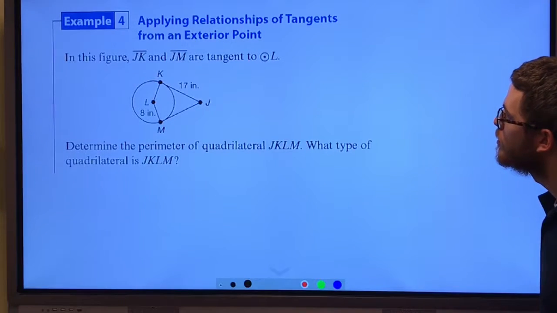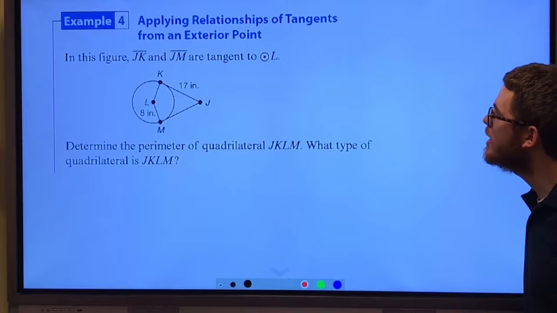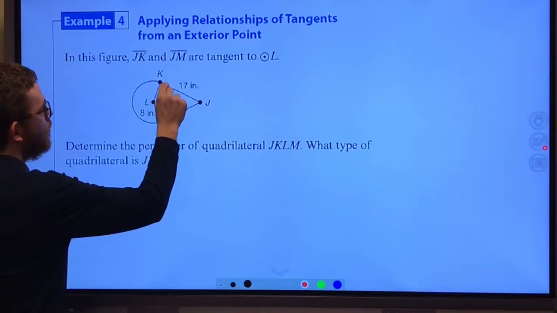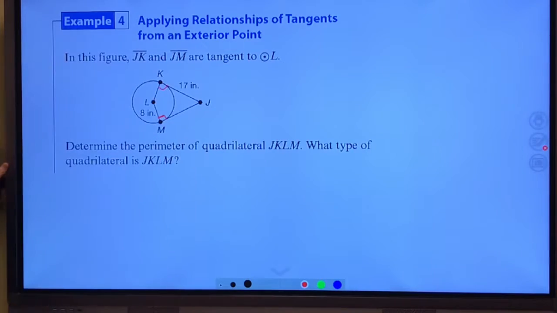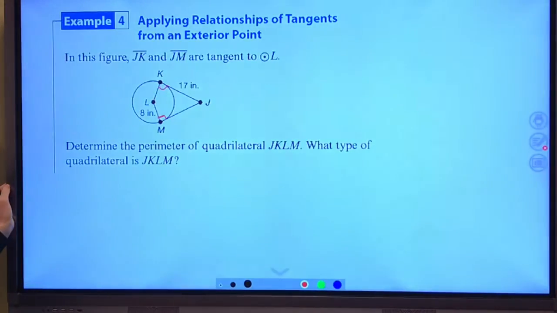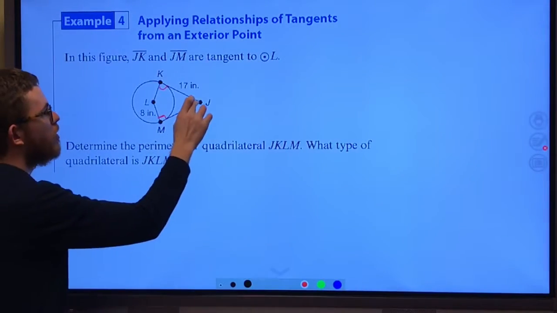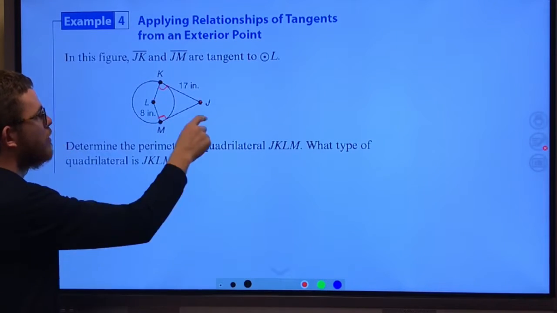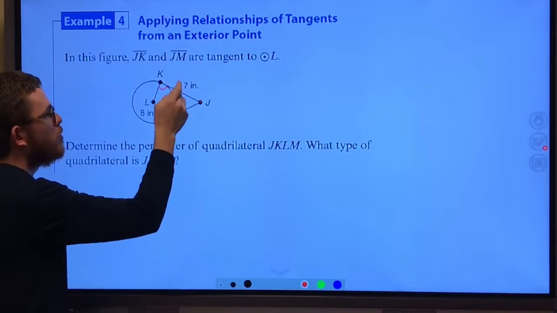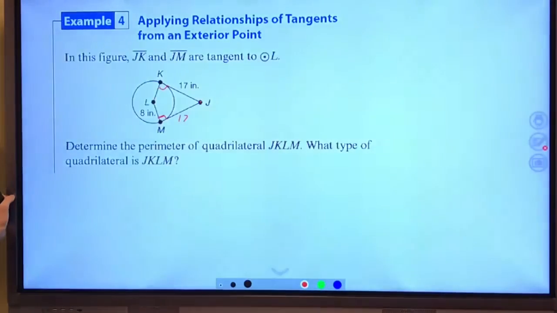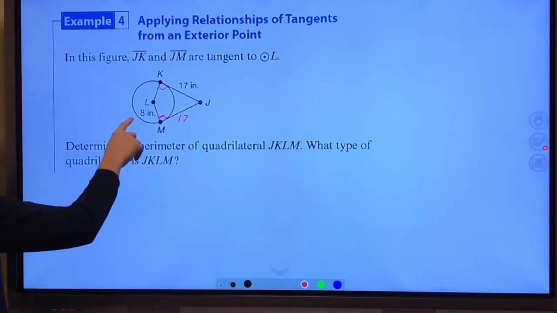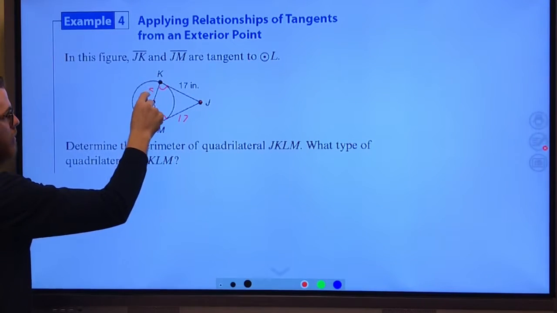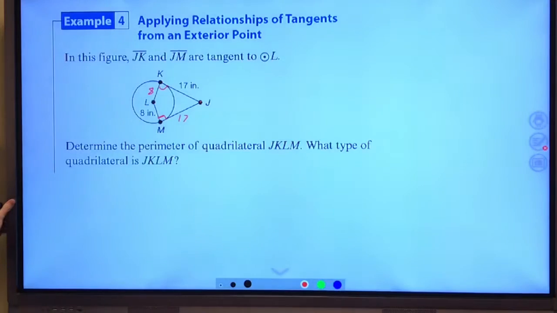Okay? So in this figure, JK and JM are tangent to circle L. Well, if they're tangent, we know they're forming right angles with the radius. We also know since they're coming from the same point J and they're tangent to the same circle, they must both be the same measure because they are congruent. If LM is 8 inches and LM is a radius, then this other radius is also going to be 8 inches.